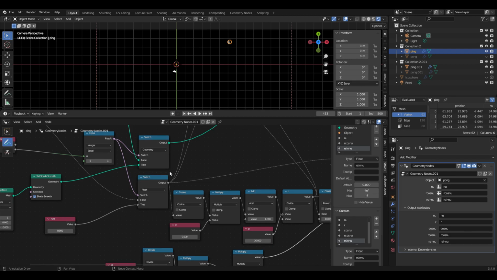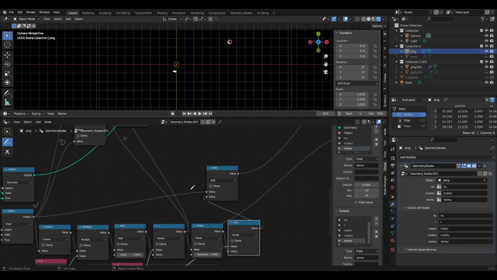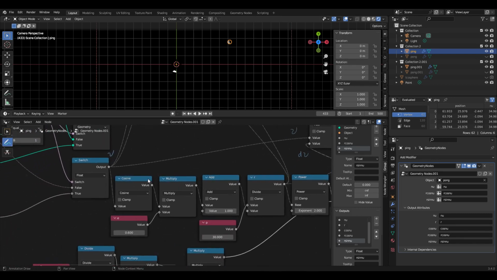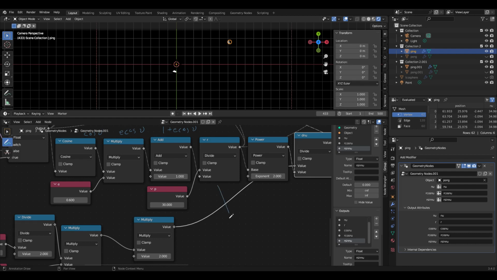And down here, nu is coming out of this. At time 0, I'm saying that that's going to be equal to nu naught, which is 0. And then that goes into a cosine multiplied by e, so then you get e cosine nu. You add 1 to it, and then take p and divide by that quantity, and then you get the equation that we had for r, which is p over 1 plus e cosine nu.